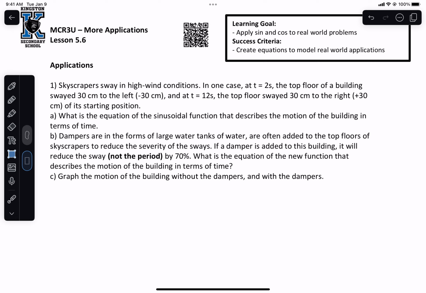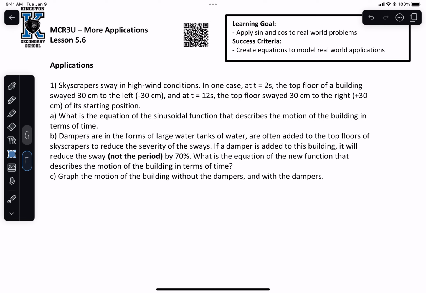So one application of periodic motion would be skyscrapers swaying in high wind conditions, right? And they alleviate some of that, we would say, deflection of the building, like from left to right, using dampeners, right? In this case, big, large water tanks in the top of the building, right? So they can decrease the amplitude of the wave by up to 70% or whatever they tell you. It's going to decrease it by. So skyscrapers sway in high wind conditions.